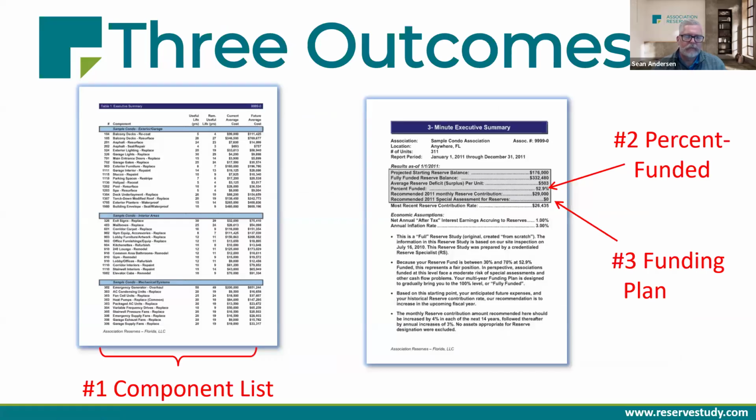Okay, so the three outcomes, which are all stated in the executive summary, are, number one, the component list, and that's the building blocks of the reserve study. It's going to give you the useful life, remaining life, and cost. And that's the data that's going to build the other two outcomes. That's going to help us determine what the percent funded is, which demonstrates the strength of the fund. And then it's going to state the funding plan going forward, how we're going to reach success within our community.